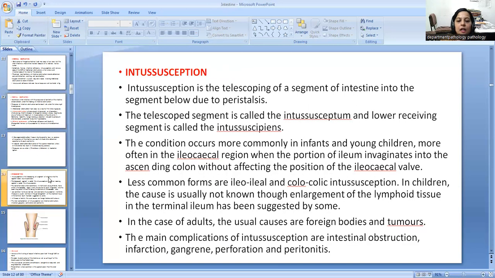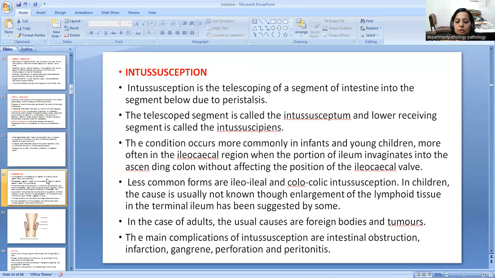Now, intussusception is the telescoping of a segment of intestine into the segment below due to peristalsis. The telescoped segment is called the intussusceptum and the receiving segment is called the intussuscipiens. The condition occurs more commonly in infants and young children, more often in the ileocecal region when a portion of ileum invaginates into the ascending colon without affecting the position of the ileocecal valve. Less common forms are ileal and colic intussusception.